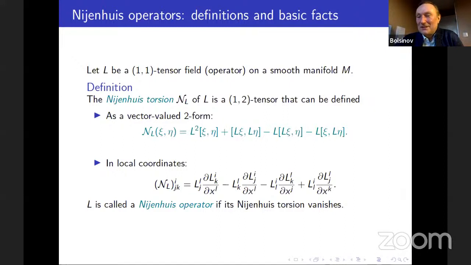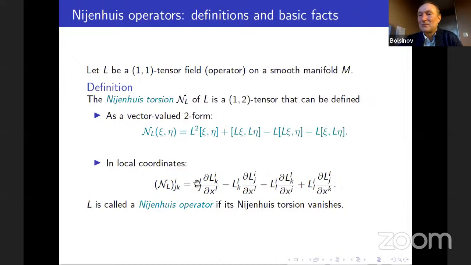But I don't know if I need to say anything about this formula. It's a nice formula for the Nijenhuis torsion. So this is the vector-valued 2-form associated with any operator. And in local coordinates, you can compute it in this way.